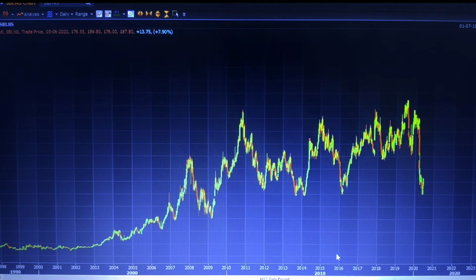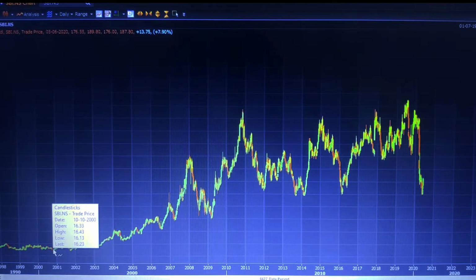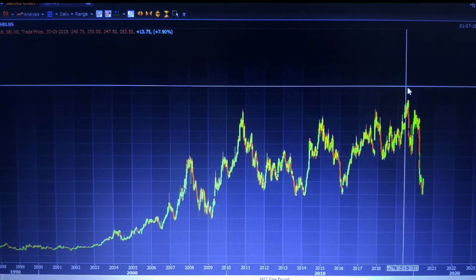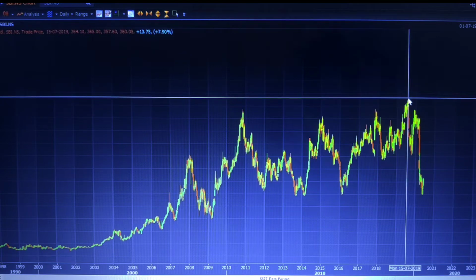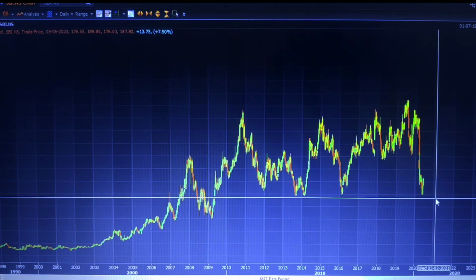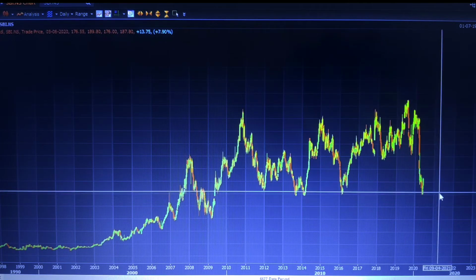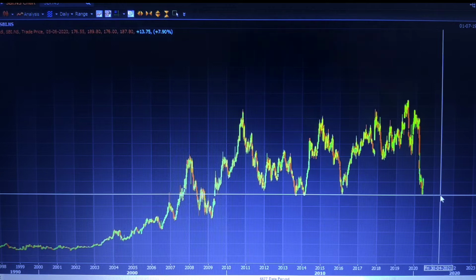This is the State Bank of India share price chart. We can see here 2001, and the price of State Bank of India in the chart is 16 rupees. From 16 rupees, it touched a high of 373 on 2019 July. So within almost 20 years, it touched 379. From there, it crashed again and touched a low level of almost 150.